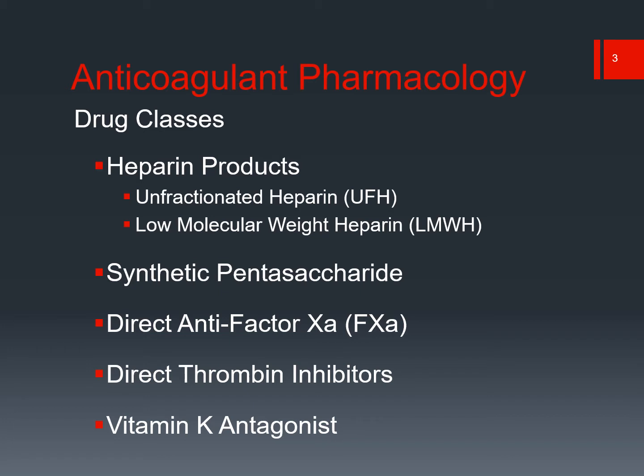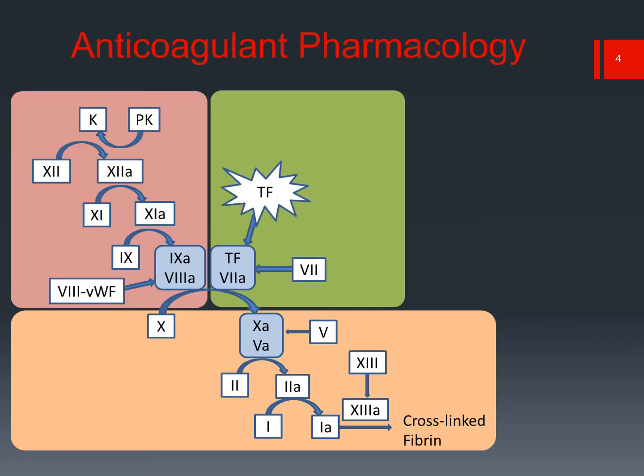There are a number of drugs in this class, and we will touch on these a little bit more specifically and in more detail than we did with antiplatelets, since the therapeutics for these medications will begin on day 3 of cardiology. So as you can see, there are heparin products, synthetic pentasaccharides, one in particular, direct anti-factor Xa drugs that work directly against factor Xa, direct thrombin inhibitors, and a vitamin K antagonist. So to begin with, let's look at that beautiful cascade again and see where these drugs play a part.